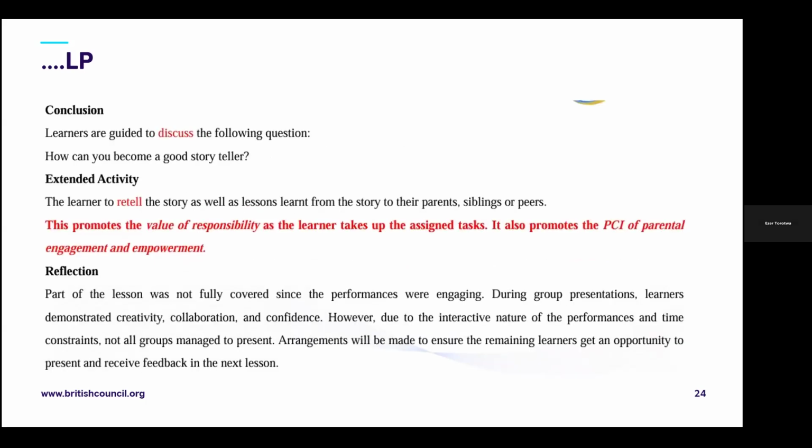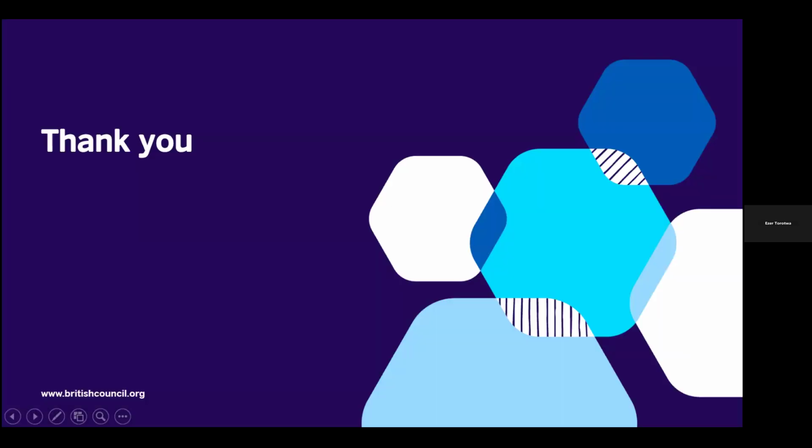Look at the conclusion. Learners are guided to discuss. This is where the teacher comes in. Remember from the introduction, we said that a teacher is a facilitator. A teacher is a guide. The teacher comes now in to guide the learners to discuss the question: how can you become a good storyteller? Then we have an extended activity and a reflection for the teacher. Part of the lesson was not fully covered since the performance was engaging. That is it. I think I should be coming to the end of the presentation, Chairman.